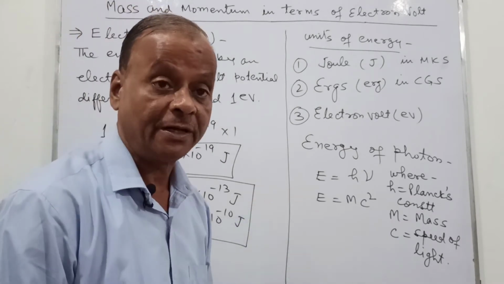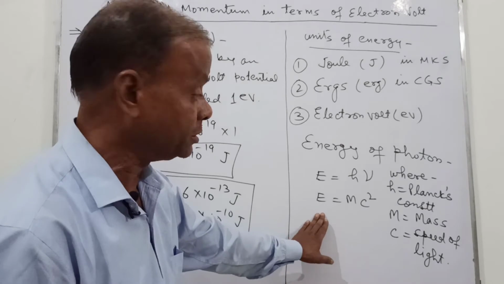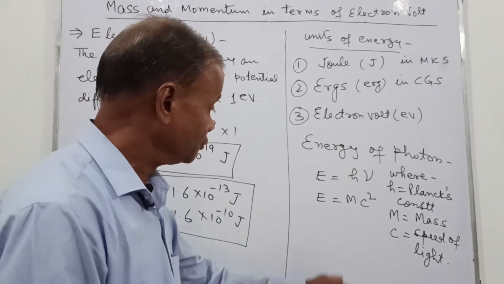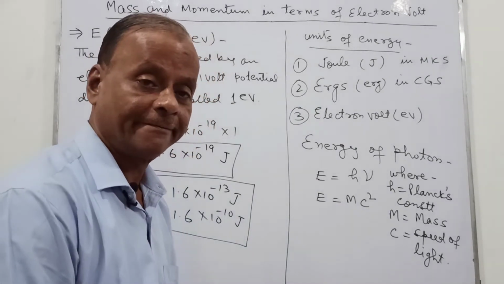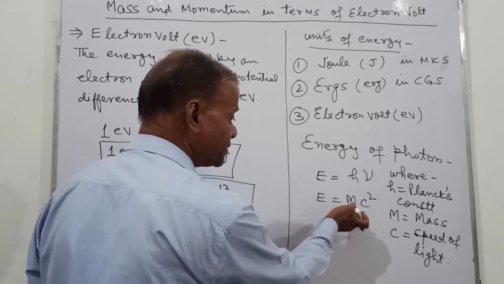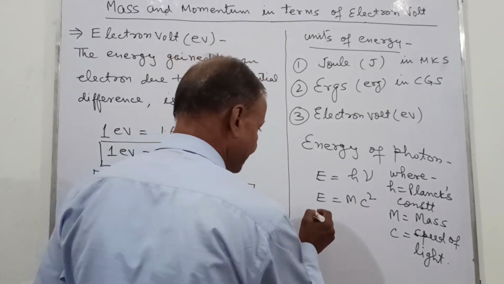Then we have to express the mass in terms of electron volt. As you know, this energy is expressed in electron volt. c is the speed of light, so it is in terms of c square. So this m will be E upon c square. So what we have is, according to Einstein, the mass energy relation.